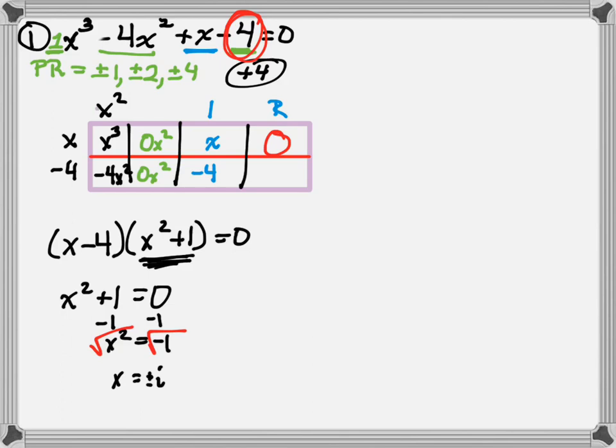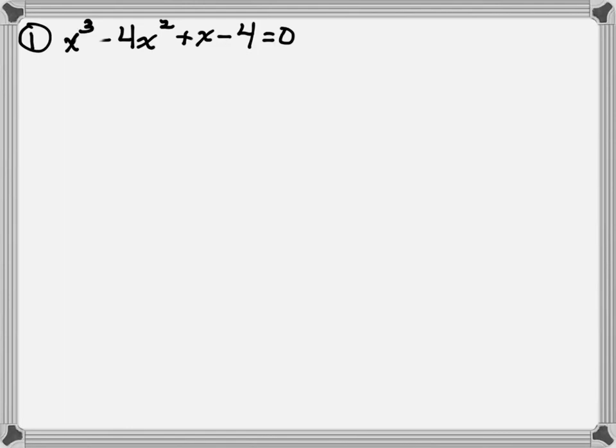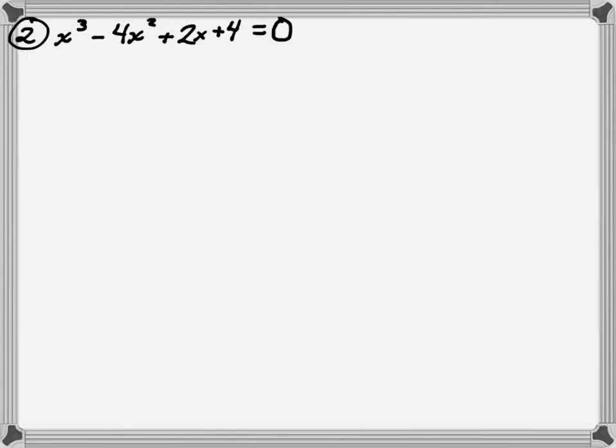So my solutions on this problem are x equals 4, because that's what we found this one to be, i, and a negative i. On tonight's homework, you are going to have to list those individually. And remember, if you can't set it equal to 0 like this, you could use a quadratic formula. If you need to, go back and look at your notes for those.